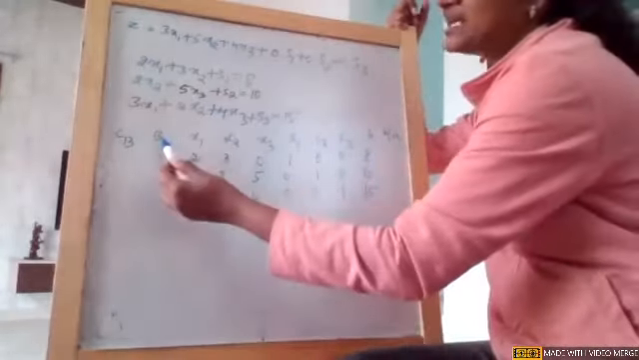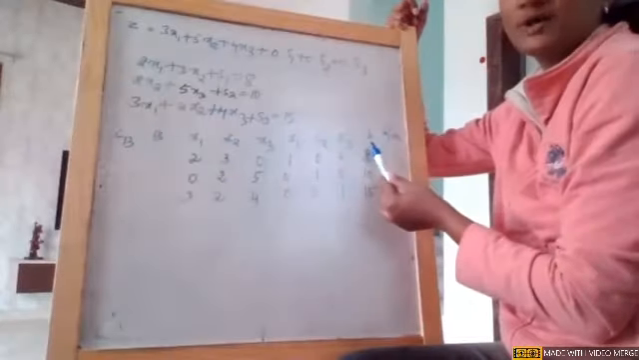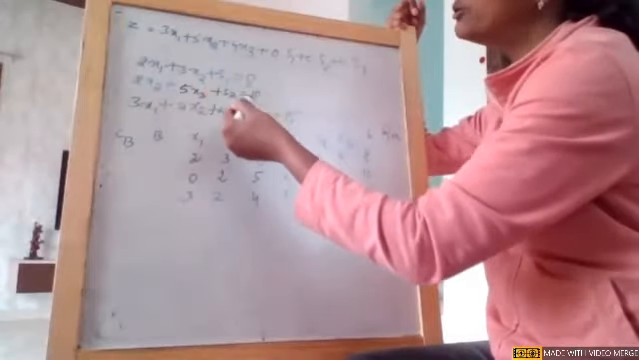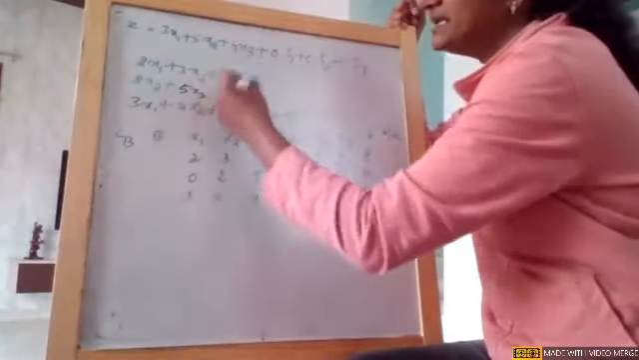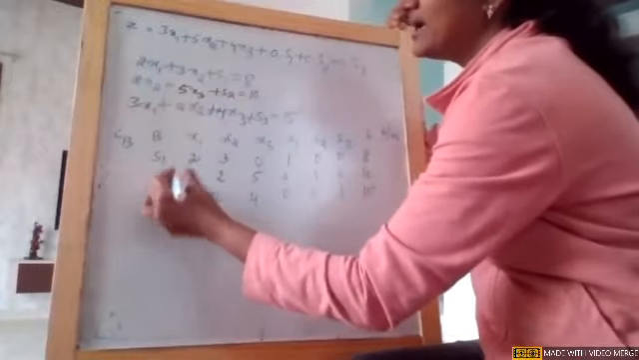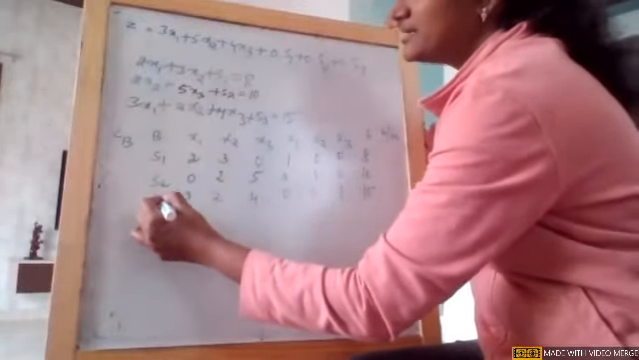Now what are these? B stands for basis. This small b stands for constant and capital B stands for basis. Bases are nothing but the new variables which are introduced in the 3 equations. In the first equation it is s1. In the second equation s2. In the third equation s3.